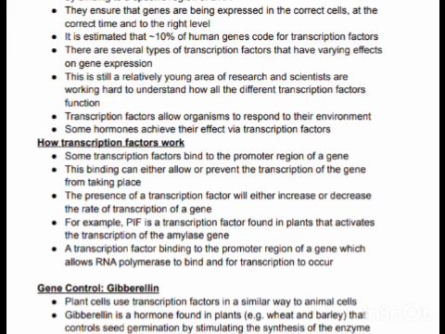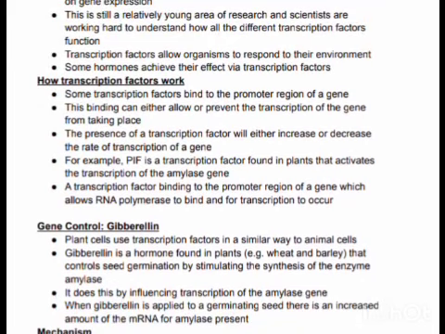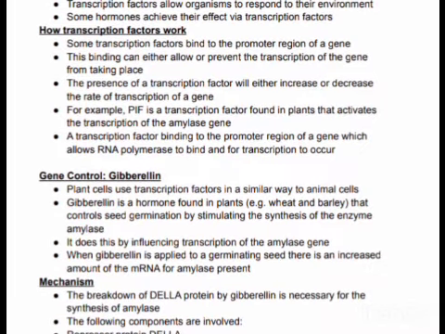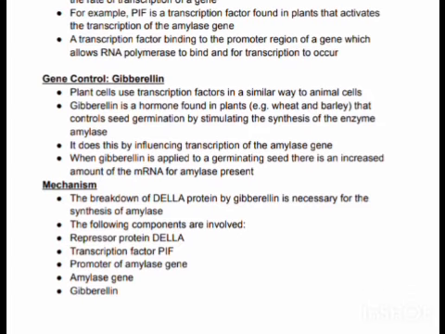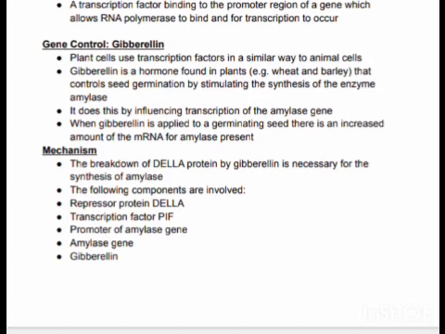Now we'll be looking at an example of PIF. PIF is a transcription factor that activates the transcription of the amylase gene. This transcription factor, PIF, binds to the promoter region of a gene, which allows RNA polymerase to bind. That allows transcription to occur in this case. Now, the example that we'll be studying is gibberellin. Plants use transcription factors in a similar way to animal cells. Gibberellin, we know, is a hormone that controls seed germination by stimulating the synthesis of the enzyme amylase. It does this by influencing transcription of the amylase gene.